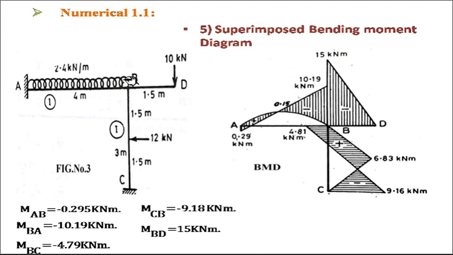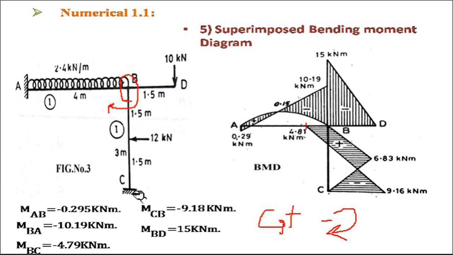Now for member BC. The moment in member BC is minus 4.79. You have to keep the pen in between member BC and rotate the joint. Clockwise is negative, anticlockwise is positive, so you have to rotate the joint B in clockwise direction like this, and we should cut the member BC once. That means this moment is acting on the left side of the joint B, so at B this is 4.79.